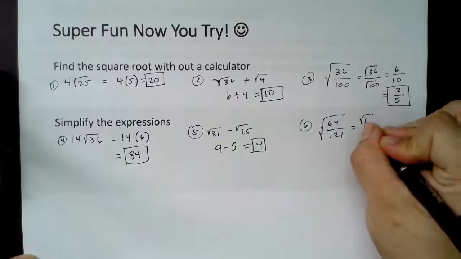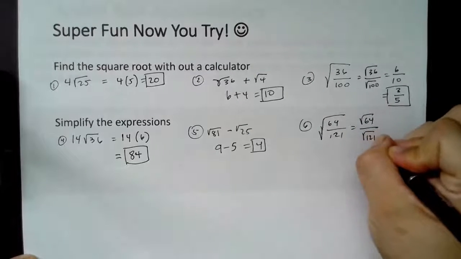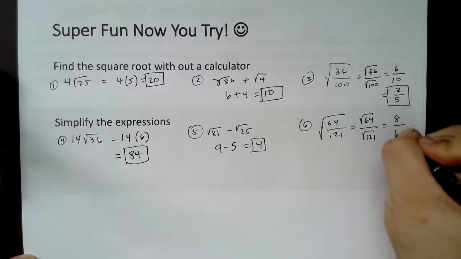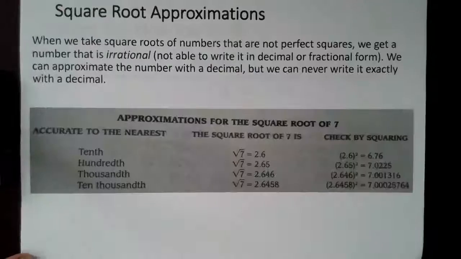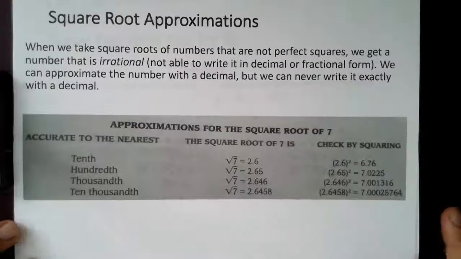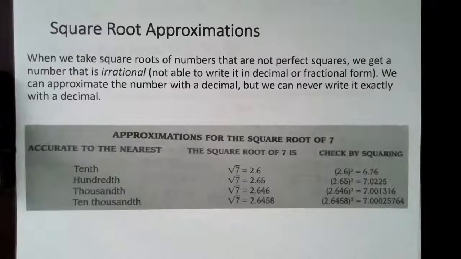And then we have here square root of 64 over square root of 121, which should just be 8 over 11. Okay, great. Now we're going to talk about approximations. When you take the square root of numbers that are not perfect squares, what if I want to take the square root of 7, for instance?